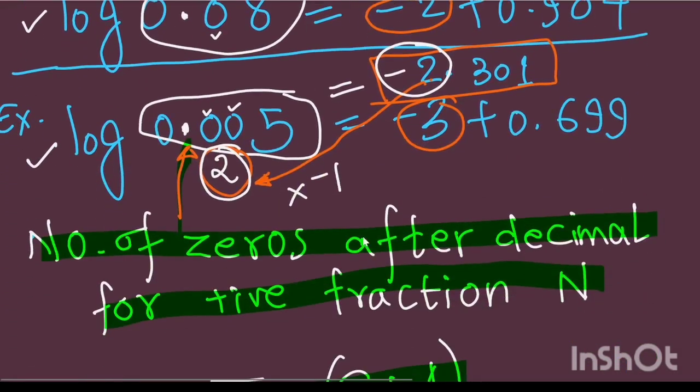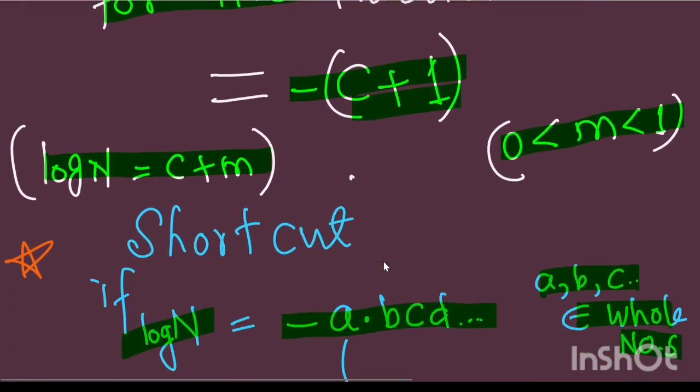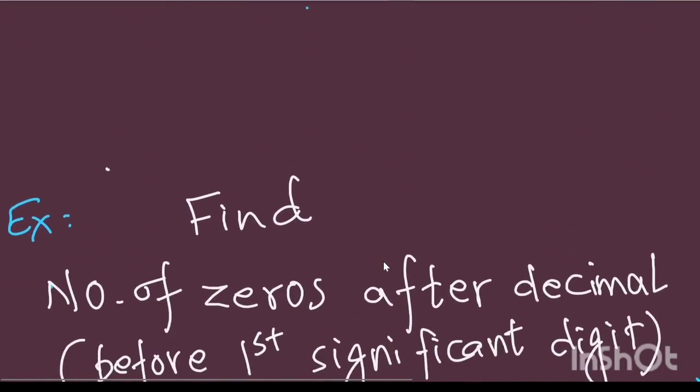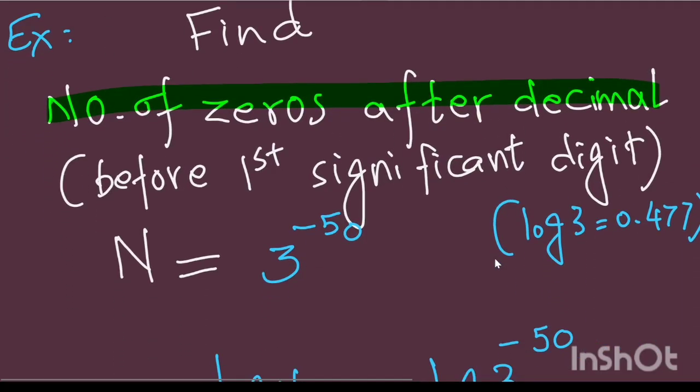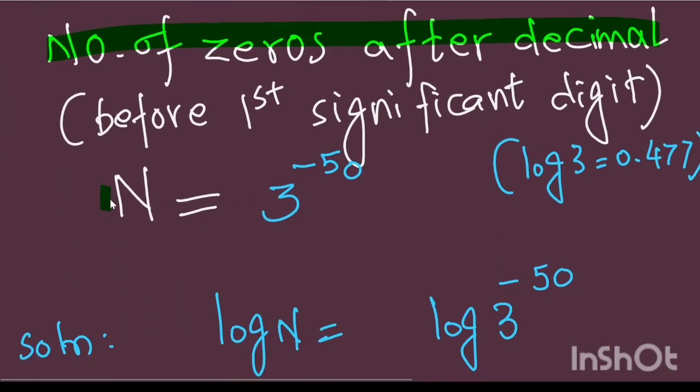Okay, so no need to go for this formula, directly shortcut we can use. We will see few examples to illustrate my point. Again the question is same. We have to find number of zeros after decimal before the first significant digit arrives. Let's say n is given to be minus 3 to the power 50 and log 3 is given.